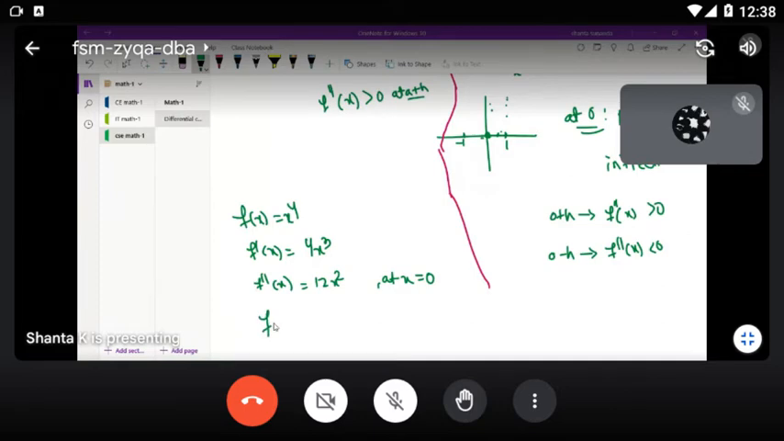Yes, at x 0 minus h. I'm writing 0 minus h so that you will understand that it's on the left side. Okay, what happens? What are you asking?